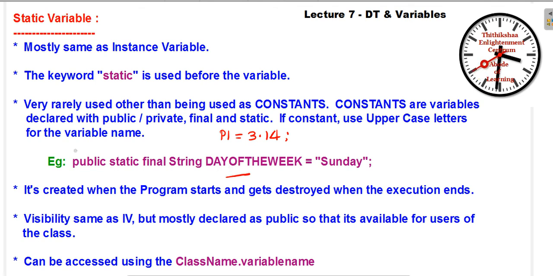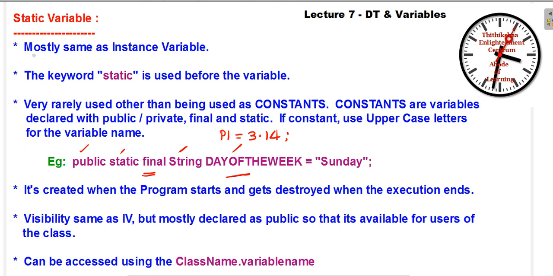This is public, the access specifier, and static is the keyword for a shared one. Final means you cannot change the value. You cannot change this value. This and all we will see later on. Next, string is the data type and this is the name of the variable. Generally, the static keyword is rarely used apart from constants.